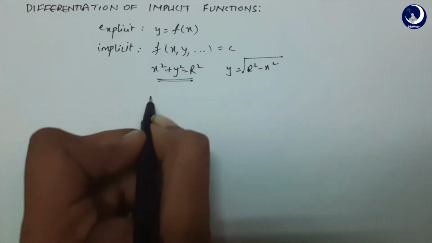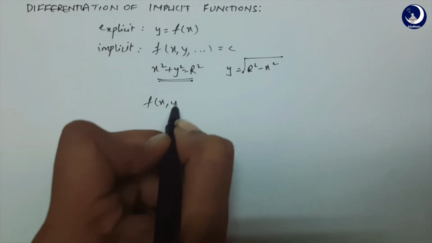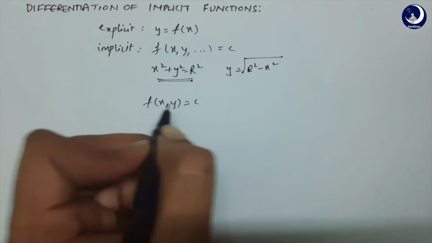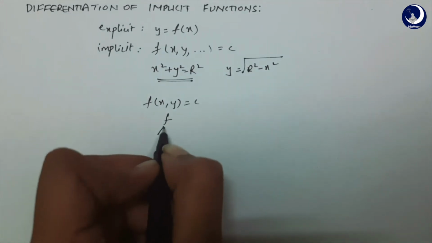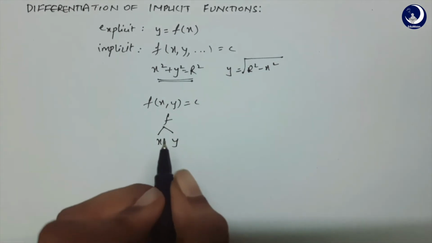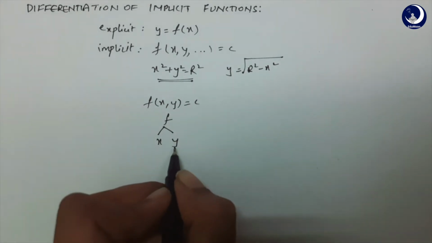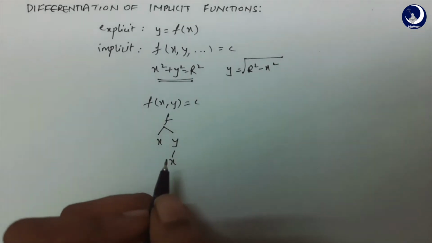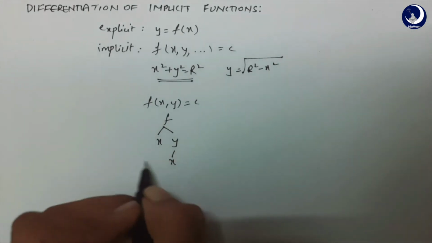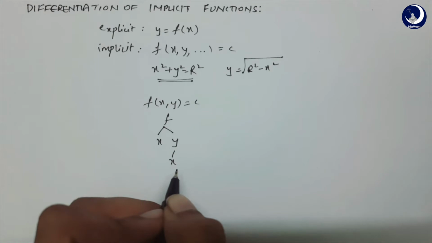So let's say we have an implicit function f of x comma y equals c. Its dependency graph would look somewhat like this. F depends on x and y, and usually in implicit functions, y again depends on one of the variables present here. So it depends on x. Now this sort of a function is an implicit function.